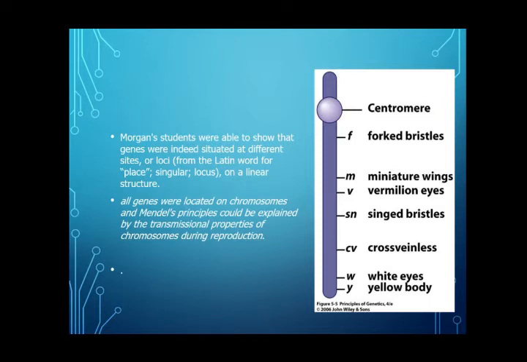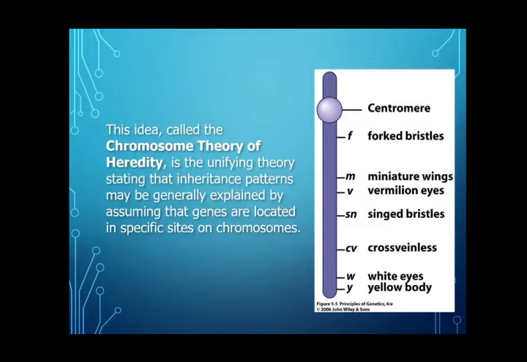So Morgan's students were able to show that genes were indeed situated at different sites or loci, from the Latin word for place, locus being singular, on a linear structure. All genes were located on chromosomes, and Mendel's principles could be explained by the transmission properties of chromosomes during reproduction. The idea, called the chromosome theory of heredity, is the unifying theory stating that inheritance patterns may be generally explained by assuming that genes are located at specific sites on chromosomes.